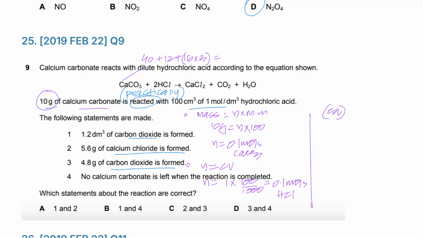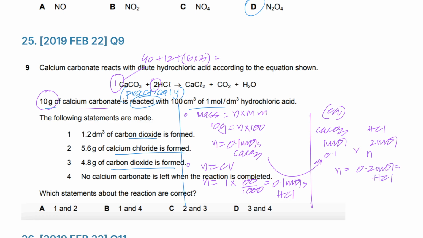So you need to compare the two now. Calcium carbonate and hydrochloric acid. For 1 mole of calcium carbonate, you need 2 moles of hydrochloric acid, right? So if I have 0.1 mole of calcium carbonate, how many moles of hydrochloric acid would I actually require? 0.1 times 2. I would require 0.2 moles of hydrochloric acid. But how much is available? This working right here is done to figure out how much is actually practically being reacted together.